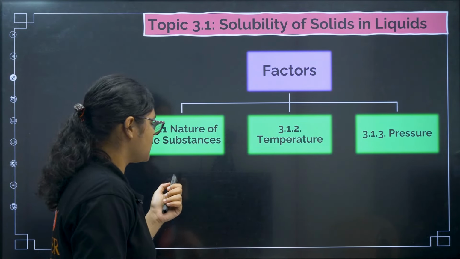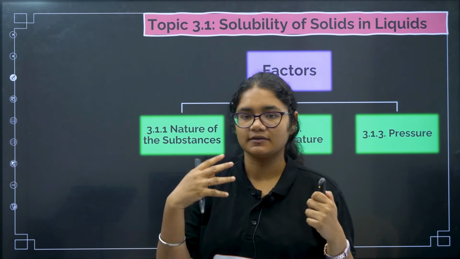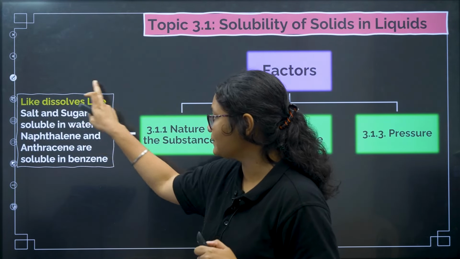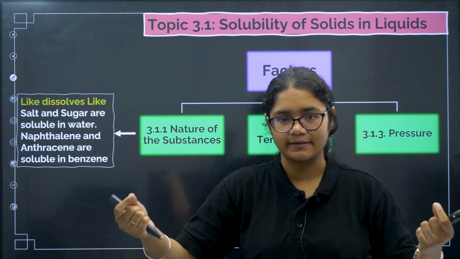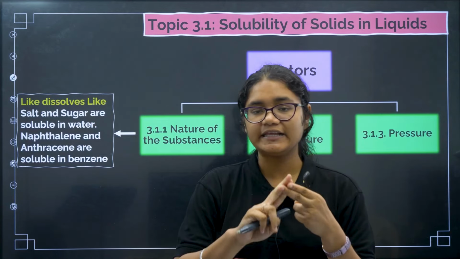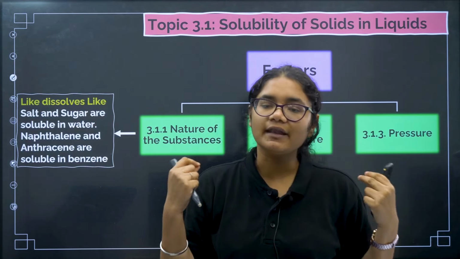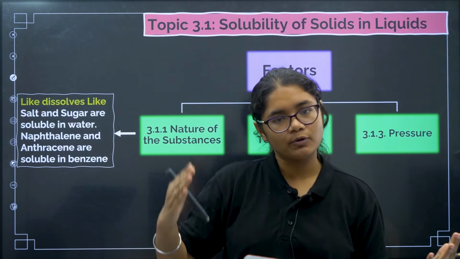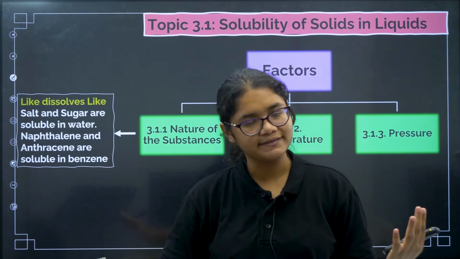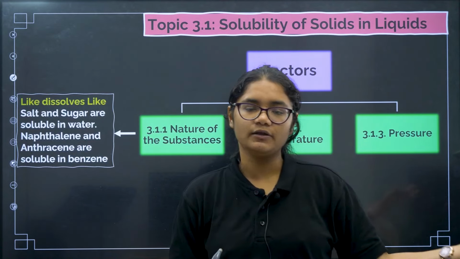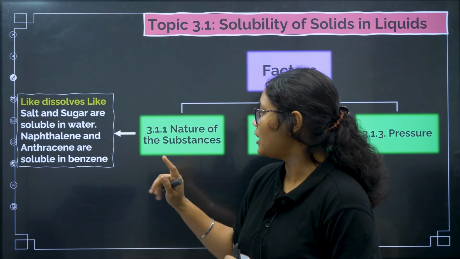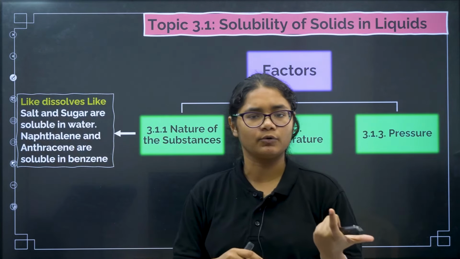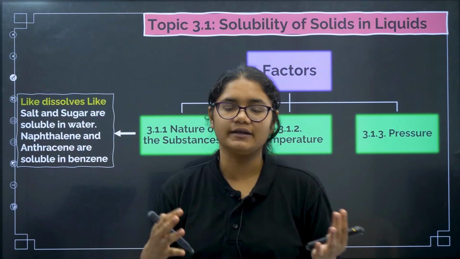Now let us understand how nature of substances will work. Here one very simple concept is there: like dissolves like. So solute and solvent nature should be the same. When I'm talking about the nature, we are talking about polar and non-polar. So polar solutes will dissolve in polar solvents, non-polar solutes will dissolve in non-polar solvents. For example, salt and sugar are soluble in water. Salt and sugar are polar and water is a polar solvent, so they dissolve in it.